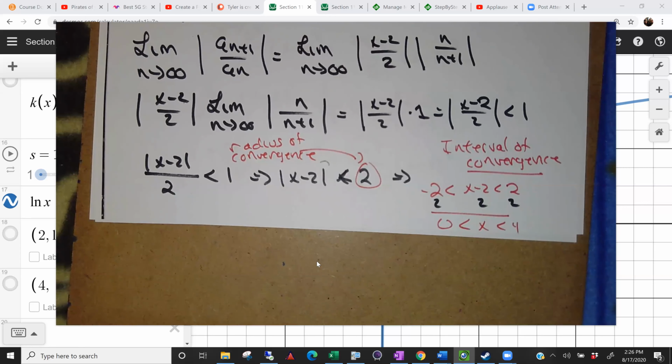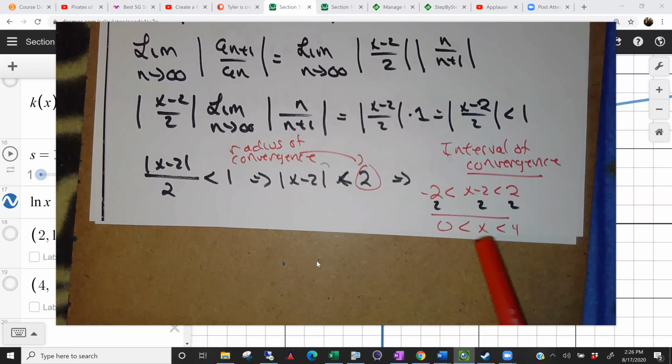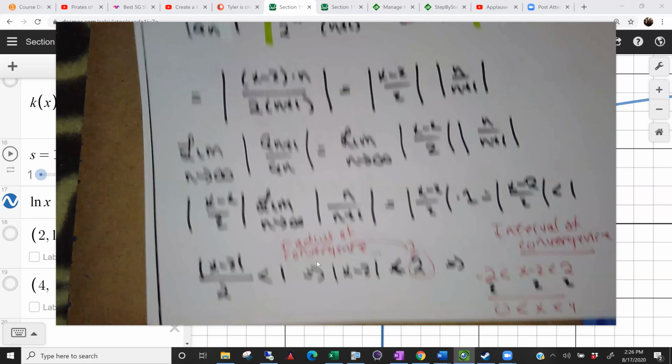Am I done? No. Not if you want to try and get all the points possible. What else do I have to check? The endpoints. Convergence, if it converges or diverges at those x points. At these endpoints, we've got to check it. So let's do that, so we make sure we get all the points.